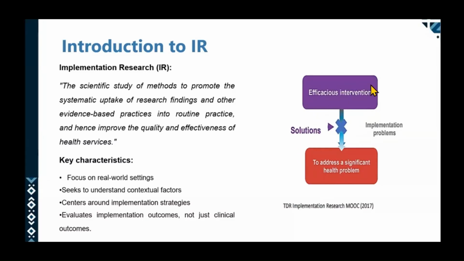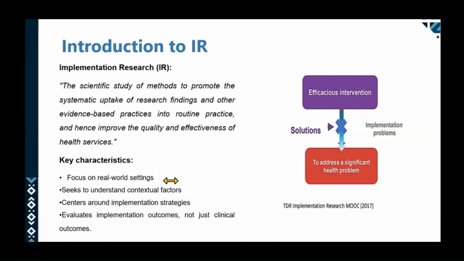Just like the example we saw previously, the use of mosquito-treated nets, how because of the lack of knowledge, because of the unavailability of the mosquito-treated nets, the people in that community were unable to properly use mosquito-treated nets. So again, we come with implementation research to be able to bridge the gap between implementing an efficacious intervention, which is similar to an EBI, and solving a significant health problem.